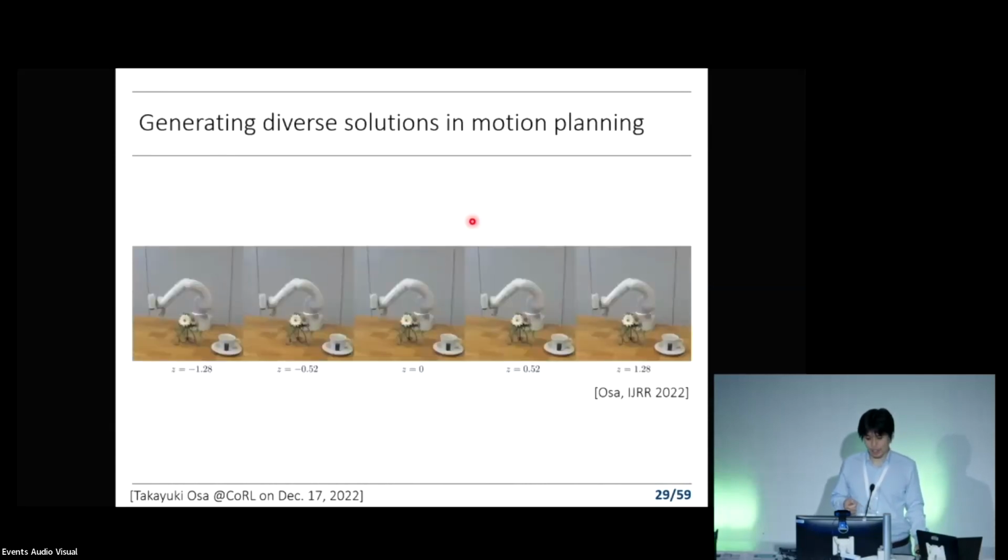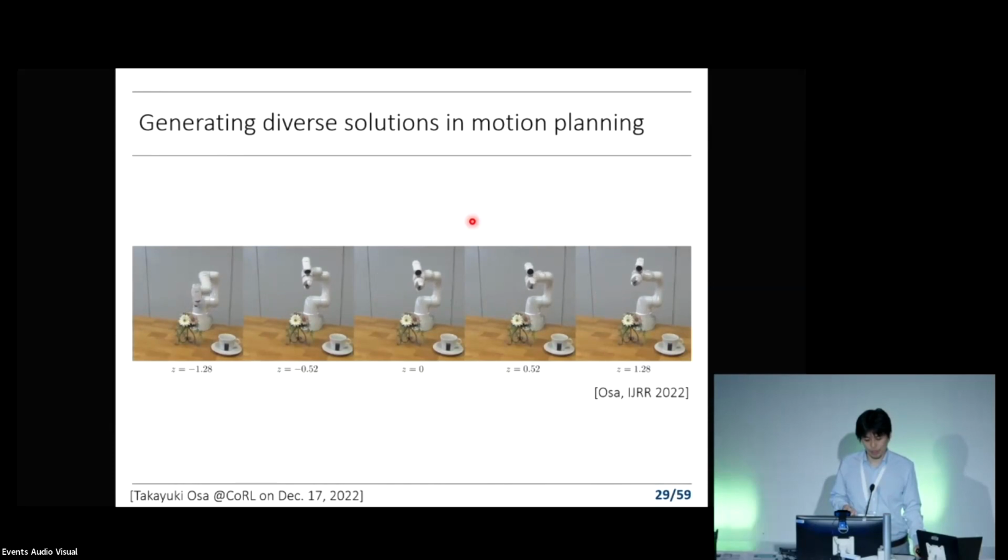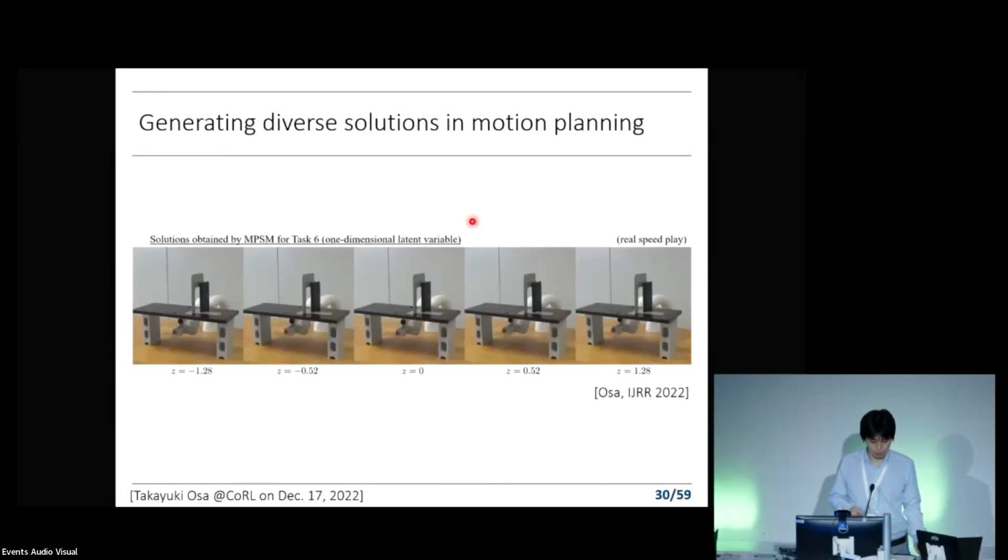So here is an example of discovering diverse solutions for motion planning. We can continuously change the type of the solutions by changing the value of the latent variable. And here's another example. In this video, the end effector goes from the right-hand side. And in this video, the end effector goes from the left-hand side, and we can continuously interpolate the solutions. The good thing about this approach is that we don't need any demonstrations. We can just sample many trajectories, and we are just solving the optimization problem.